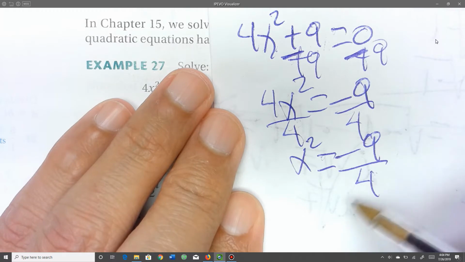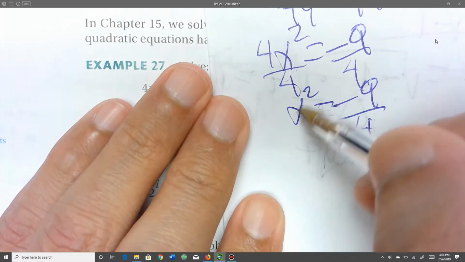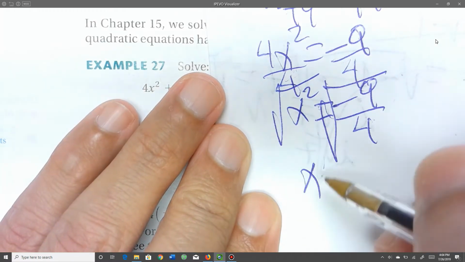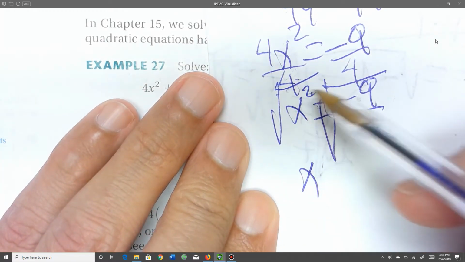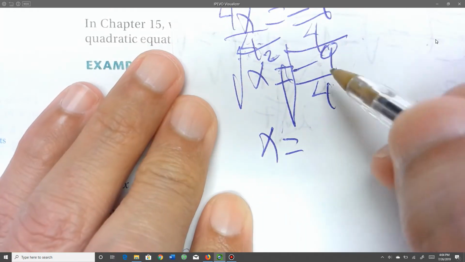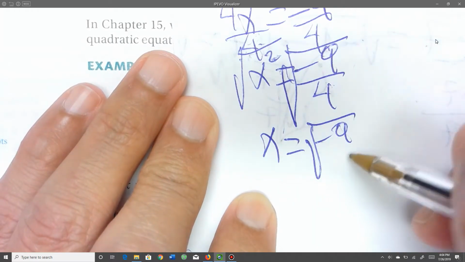And now I can take the square root of both sides. These two operations cancel out. Now I have x equals the square root of negative 9 over 4.